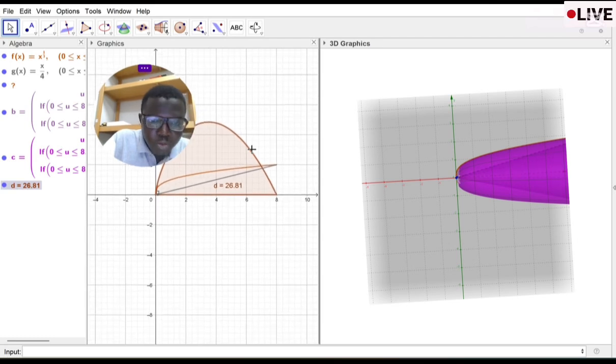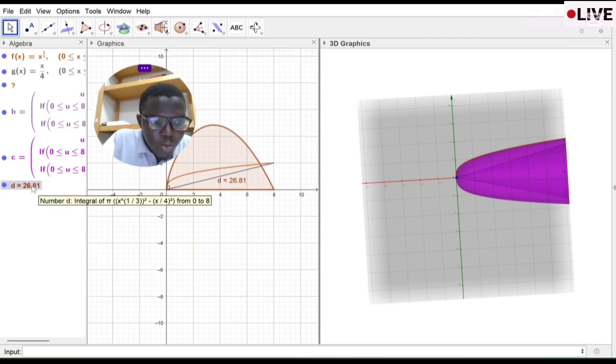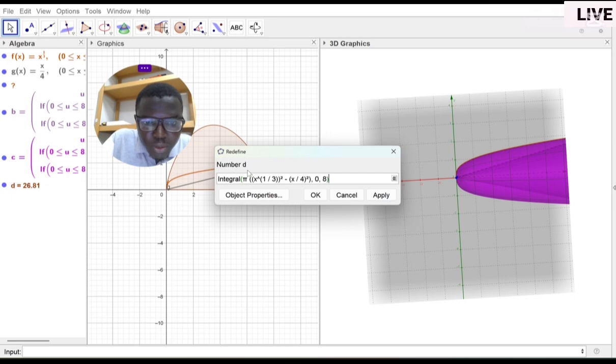So for the volume of revolution, that's what we got, right? So this is what we got. If everything is fine, we have in brackets pi is there, and you can see that we have in brackets the outer function x to the power 1 over 3 all squared minus the inner function x over 4 all squared, right? And the pi is multiplied by it, and it's from 0 to 8. You can do the same on the y-axis or even on a line.